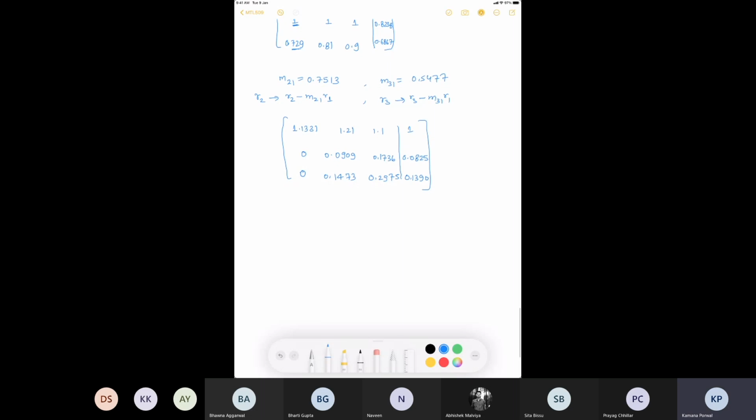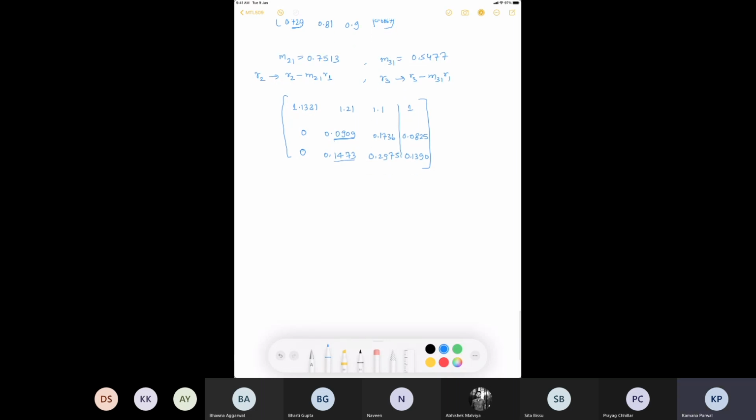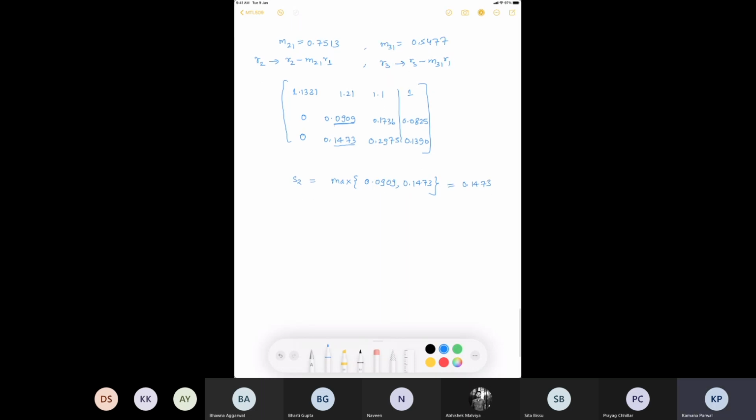Now this is my new coefficient A22, and this is a new coefficient A32. I'm going to take the maximum of both, and wherever the maximum occurs, I'm going to exchange that row with the second row. Both are positive, so I don't have to write the absolute value here. The maximum is 0.1473. This is going to be S2, which means that I have to exchange the second and third rows.